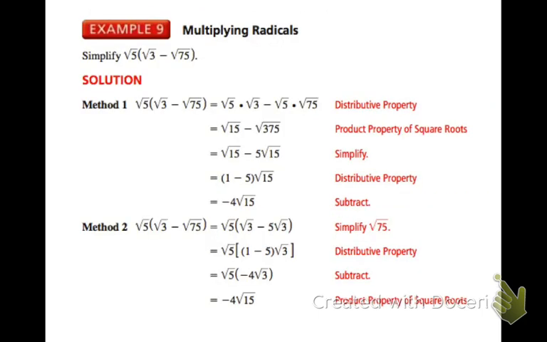In multiplying, you'll just do the distributive property. So the square root of 5 times the square root of 3 minus the square root of 5 times the square root of 75. You can combine them, multiply them, and then look for some perfect square factors to simplify.